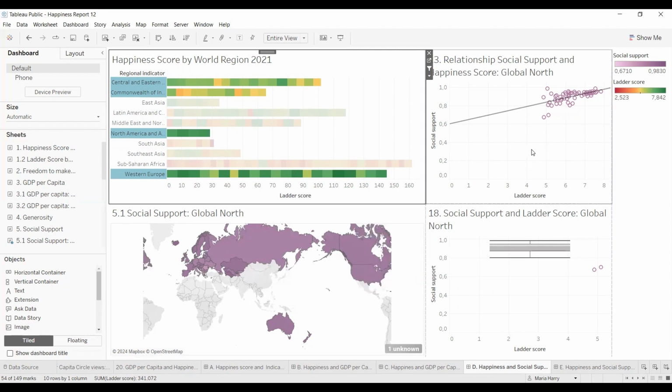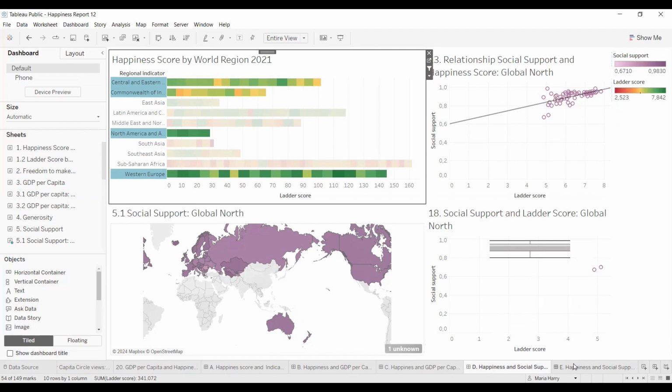Now, if we look at the scatter plot, we're able to compare and see the relationship between social support and the happiness score in the global north. We identified that there is a positive correlation between both. Then if we go to the box plot, we identified that there is not a big difference between the upper whisker and the lower whisker. Actually, the values are very similar. And then we see that there are two outliers, in this case, Georgia and Albania.